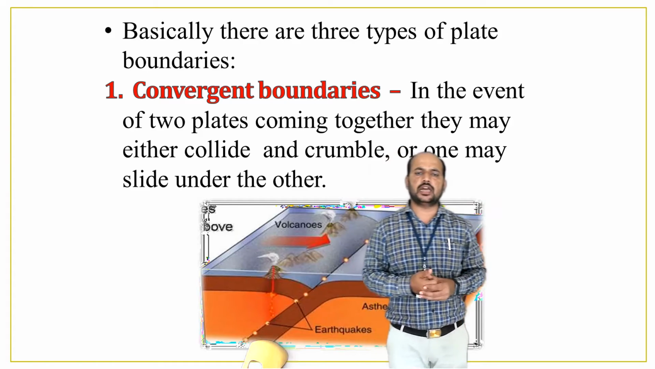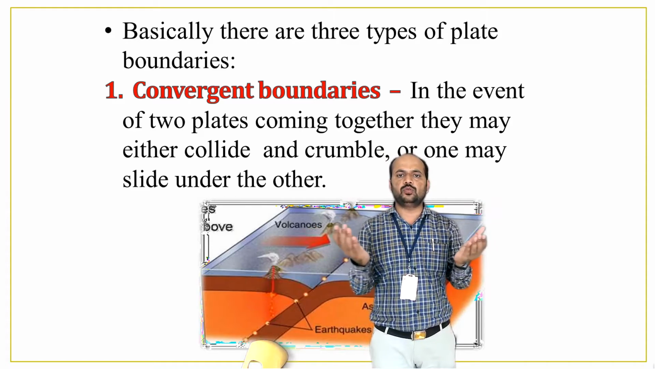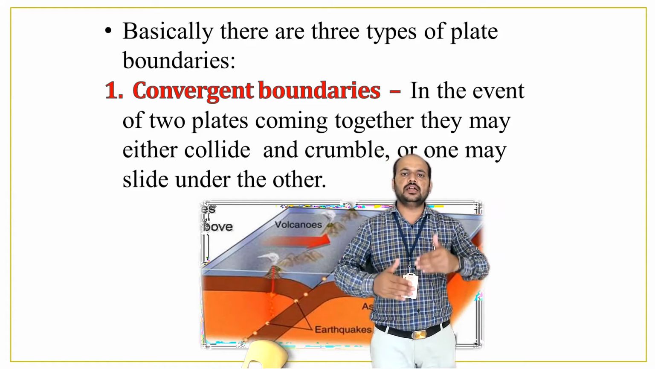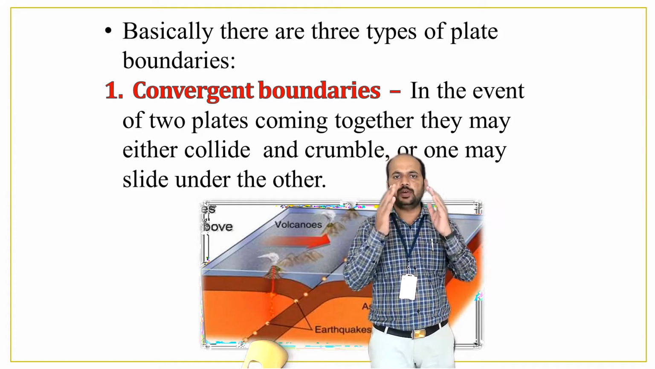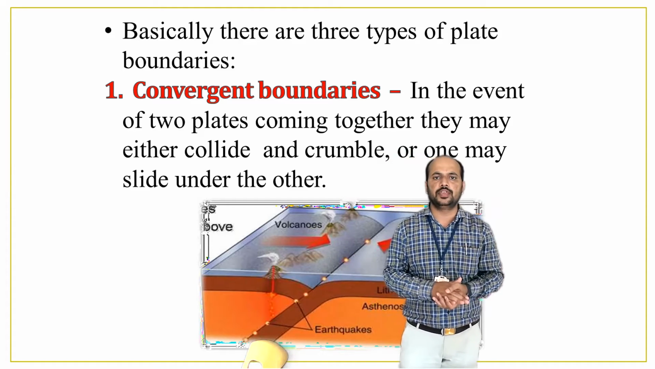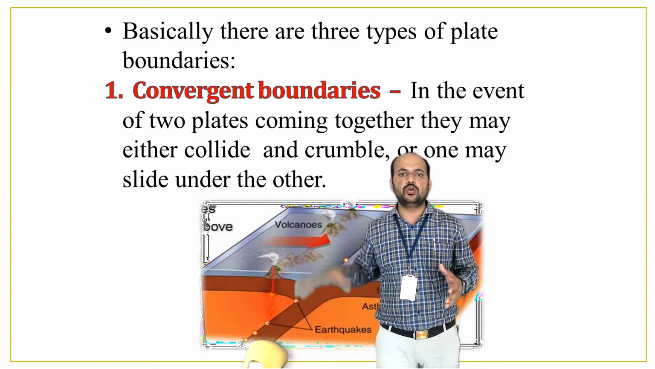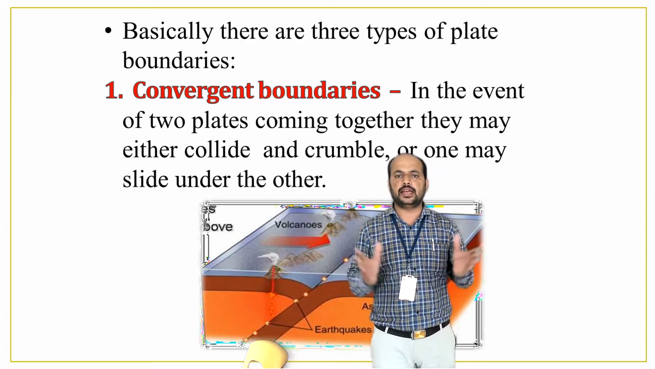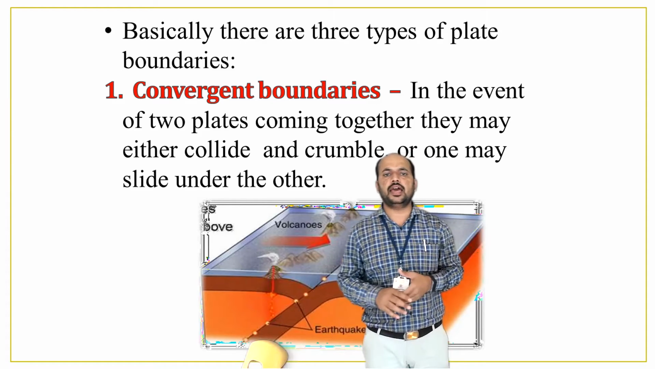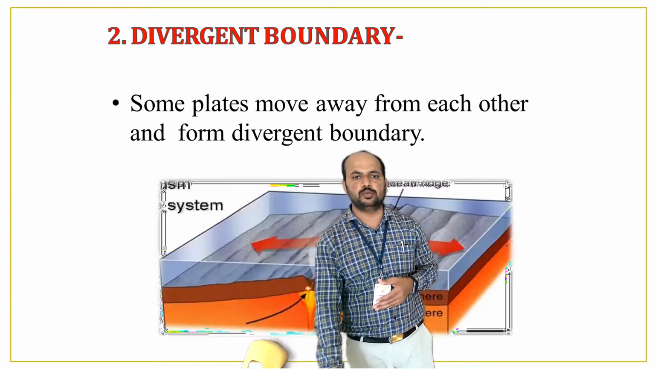What happens in this convergent movement? When the 2 plates come towards each other, generally the folding of rock takes place. We have a best example of our Himalaya. Himalaya has been formed by the convergence of Gondwana plate and Laurasia plate. When they come together, this Himalaya has been formed. So this is first called convergent movement.